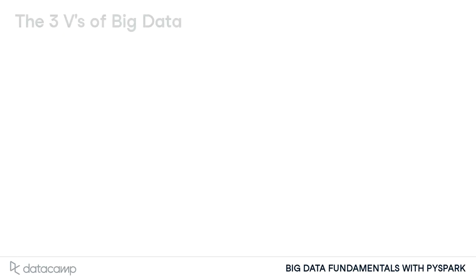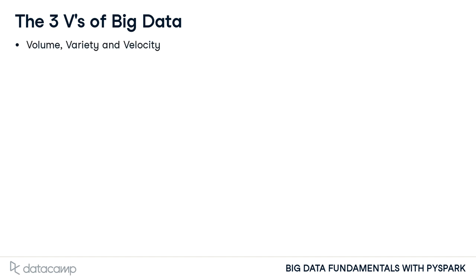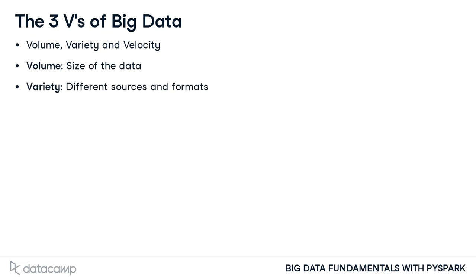There are three V's of big data that are used to describe its characteristics. They are volume, velocity, and variety. Volume refers to the size of the data. Variety refers to the different sources and formats of data. Velocity is the speed at which data is generated and available for processing.